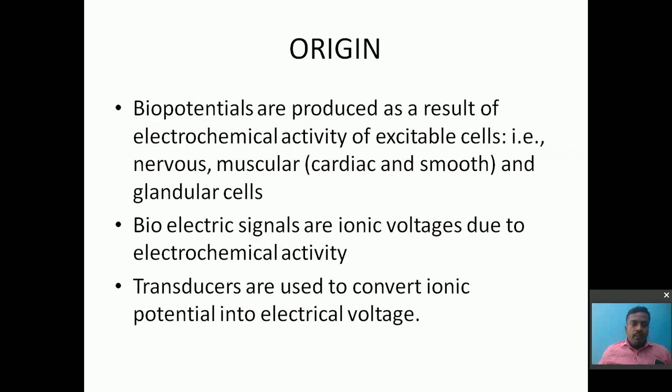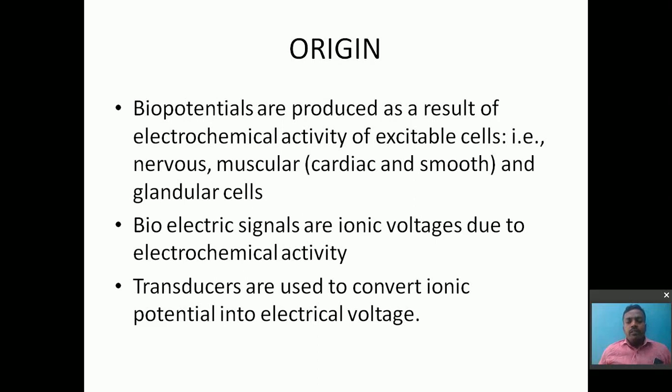Then the origin of biosignal, where does it start? Biopotentials are produced as a result of electrochemical activity of excitable cells. Electrochemical activity, that is an important point. Bioelectrical signals are produced as a result of electrochemical activity of excitable cells. Our body is a combination of cells. The cells have some chemical content, and this chemical content generates potential. So bioelectric signals are ionic voltage due to electrochemical activity.